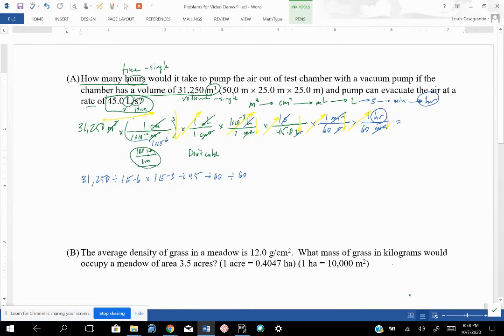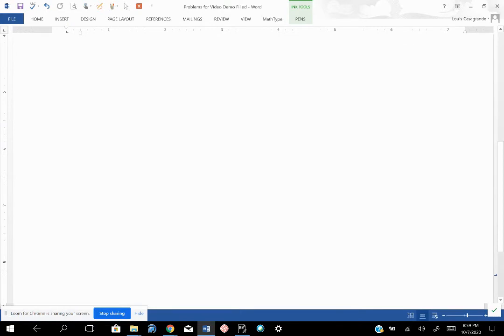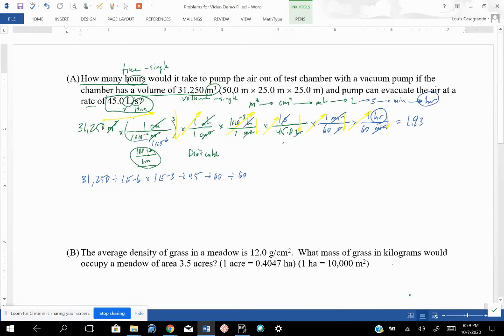Plug that into your calculator, and you should get 1.93, rounded to 3 sig figs. I know my starting number has 4 sig figs, but my conversion factor this time only has 3 sig figs. This is unusual. Don't get used to that. Don't use that as a rule of thumb. It just happened in this particular case. 1.93 hours. So a little under 2 hours to pump the air out of that chamber.